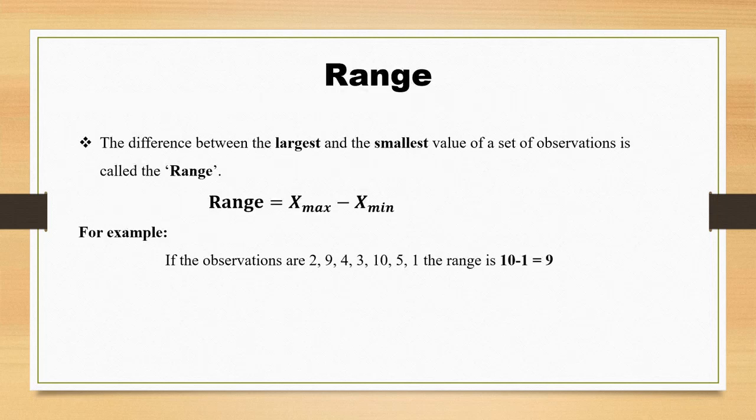Range is like finding how much your numbers stretch. You just subtract the smallest number from the biggest one in your group, and that's your range. For example, if the observations are 2, 9, 4, 3, 10, 5, 1, the range is 10 minus 1, that is 9.